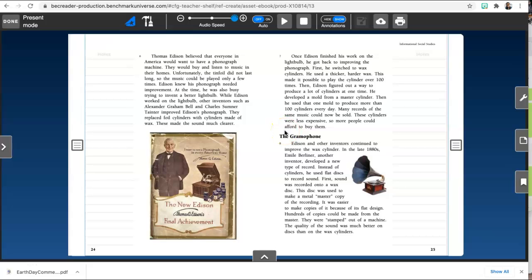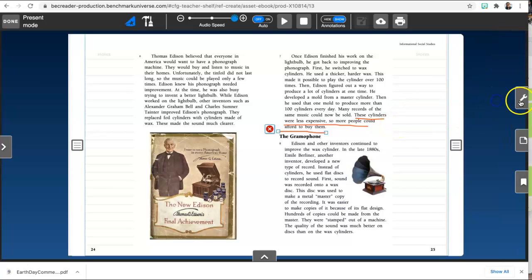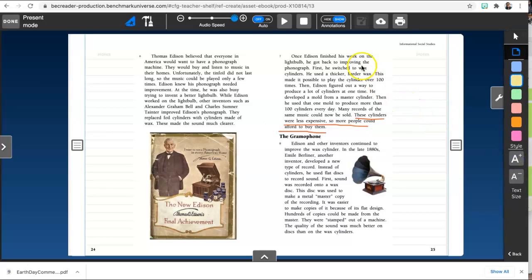So today we're going to look at how sentences in certain paragraphs, or evidence in paragraphs, help us infer things that weren't said in the writing. So if we look at paragraph number 7, on the last paragraph, the last sentence says, these cylinders were less expensive, so more people could afford to buy them. So just on that sentence, after I've read all of the paragraphs, I can infer that when they first made the phonograph, it wasn't inexpensive.